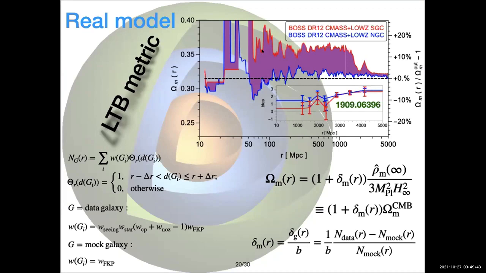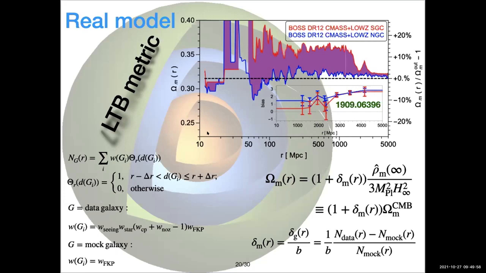The final result is that we find that the local matter density in the South Galactic Cap is actually a little bit higher than the North Galactic Cap, as shown in this paper at different radius.